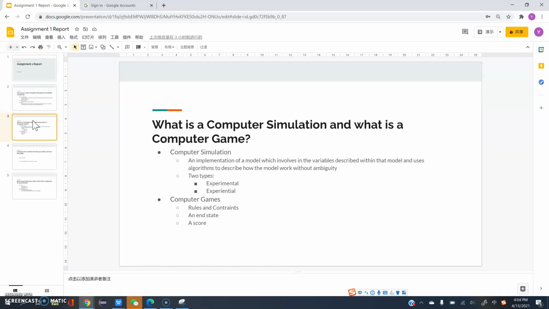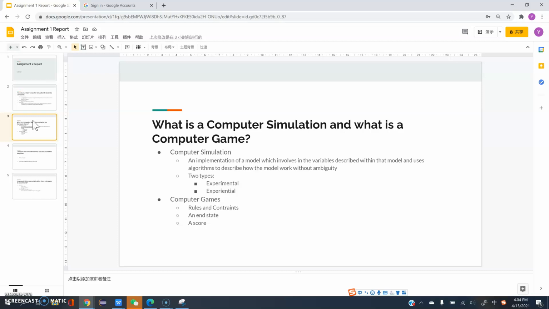On the other hand, computer games are a bit harder to define. In my understanding, a computer game must first have rules or constraints to define a limited context. Second, an end to define the objectives. And third, a score to measure progress and success. In addition, a game may also include elements like control, feedback, challenge, enjoyment, or fantasy.